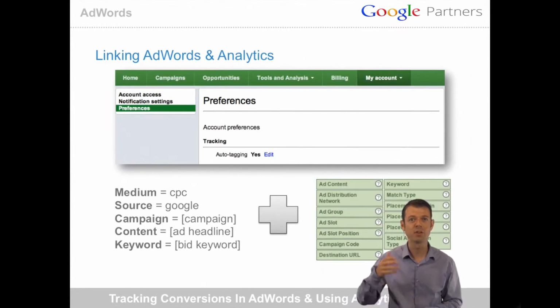Now, the next thing that you have to do is you have to make sure that you're sharing the data between AdWords and Google Analytics. Just linking the two accounts does not start sharing the data in the correct manner.